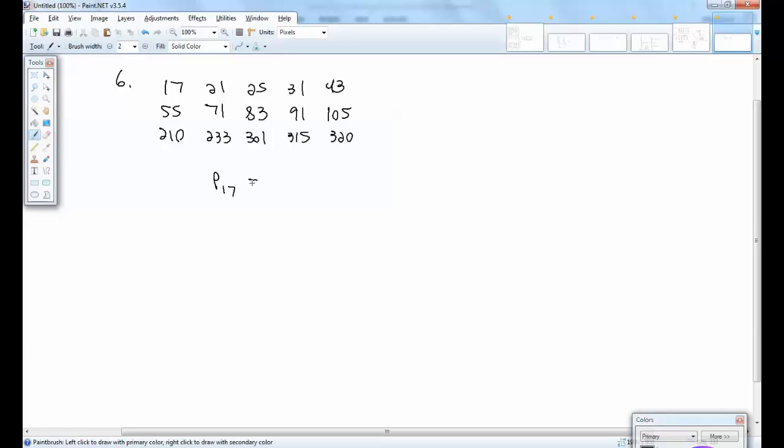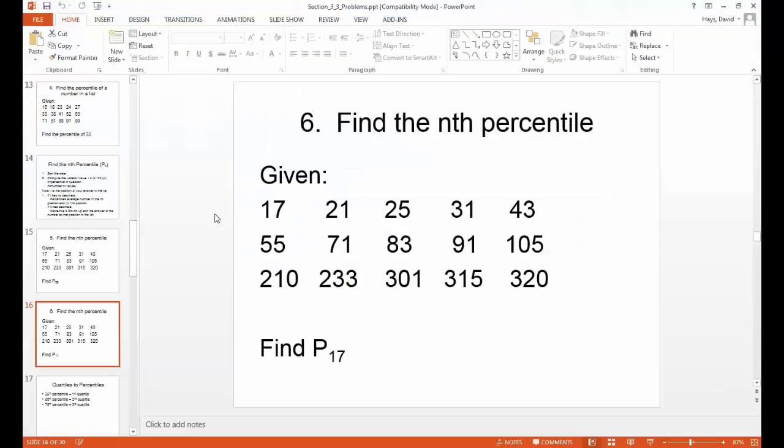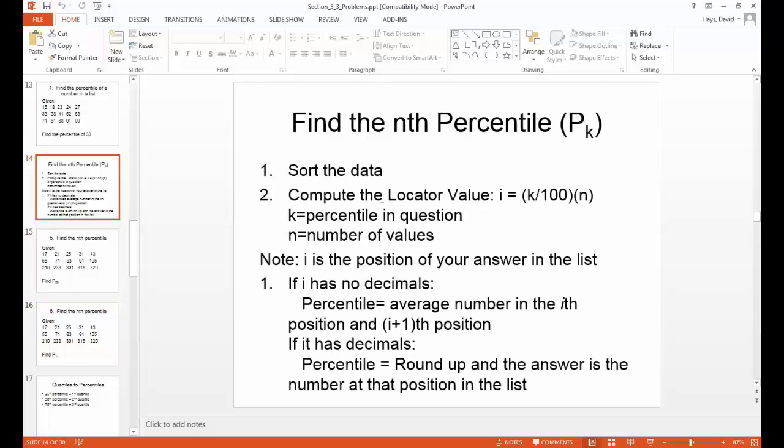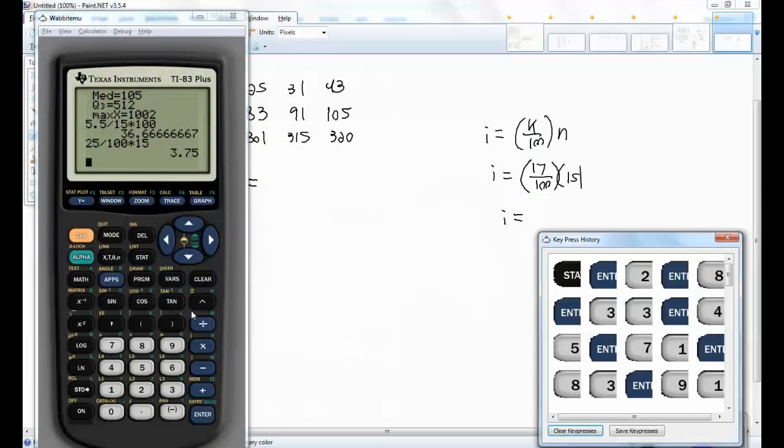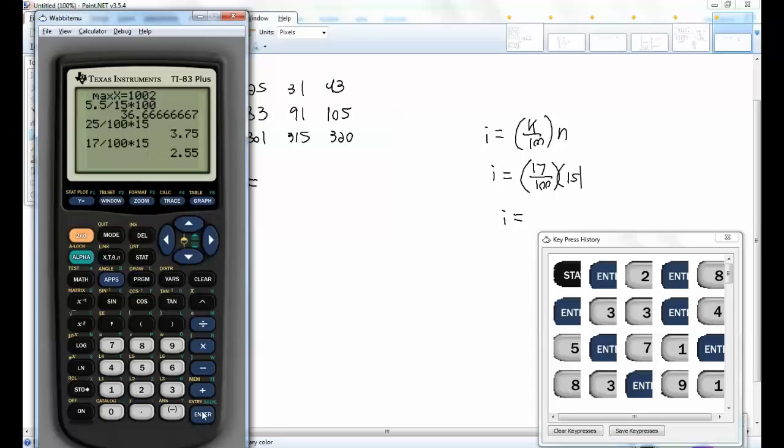Okay, we're trying to find the 17th percentile. Okay, so let's go back to our steps. Sort the data. Well, this is already from smallest to largest. Compute our locator value. So we got I is equal to K over 100 times N. Now K is, again, the percentile we're trying to find. We're trying to find the 17th percentile, so we put 17 in for K. Over 100 times N, 15. And let's see what that gives us. So I got 17 divided by 100 times 15. Enter. And we get 2.55.